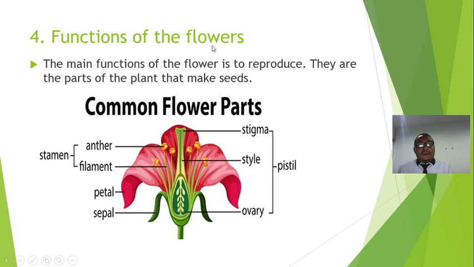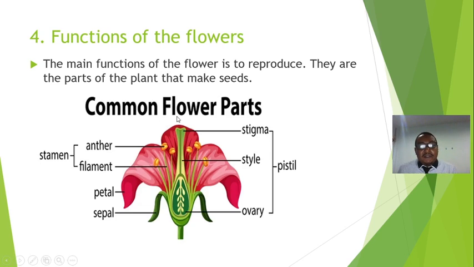Part number 4 are what we call flowers. Again, flowers. Now, the main function of the flower is to reproduce. When we talk about reproduction, these are usually the parts of the plant that make the seeds. Now, let us look at the common flower parts.